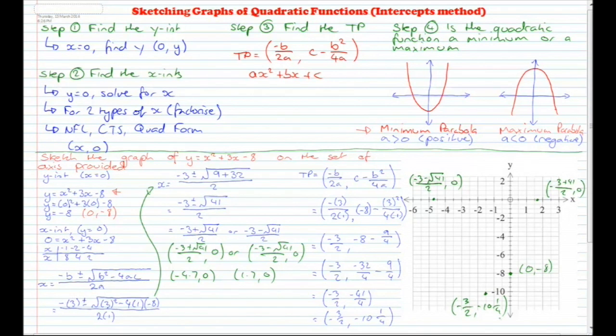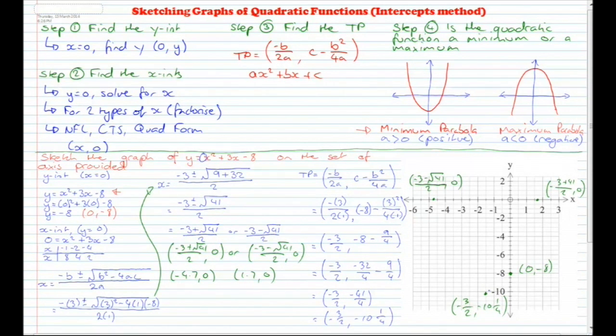Once again, I now need to double check whether my quadratic function is going to be a maximum or a minimum. So what I need to do to check that is look at the number at the front of the x squared. Is it positive or negative? Well, it's positive, as you can see just here, because there's no negative out the front. And when it's positive, it means it's a minimum parabola, because it will end up going up. So as you go towards the left, it's going up, and as you go towards the right, it's going up.